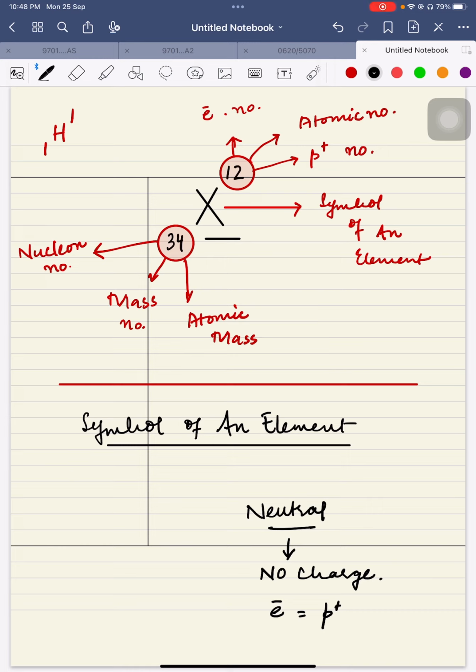Now, the other number is the bigger number. It is called the nucleon number, as it is the sum of protons plus neutrons. These are the particles present inside the nucleus, so this number is called the nucleon number. It means that 34 is the sum of protons and neutrons. It can also be called the mass number or the atomic mass.